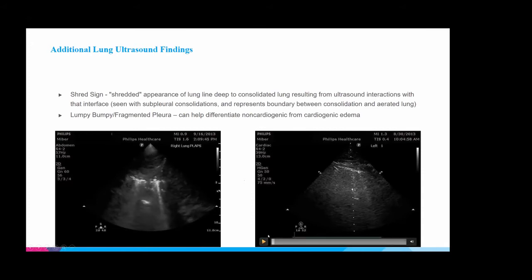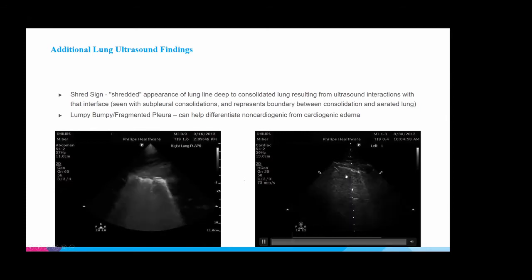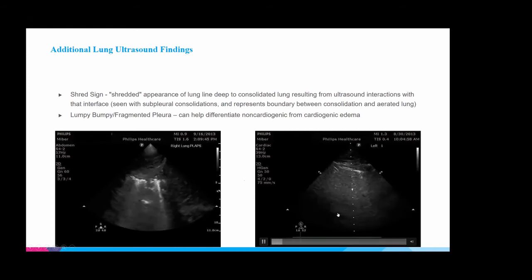And then this is highlighting what's called lumpy bumpy or fragmented pleura. This is useful in patients who have B lines in a specific lung view, or they may have B lines diffusely. This helps delineate cardiogenic edema from non-cardiogenic edema, right? Cardiogenic edema will have nice smooth pleura throughout with diffuse B lines, as opposed to something that's lumpy or bumpy, fragmented. That'll be more indicative of the non-cardiogenic picture, whether it's inflammatory or infectious.